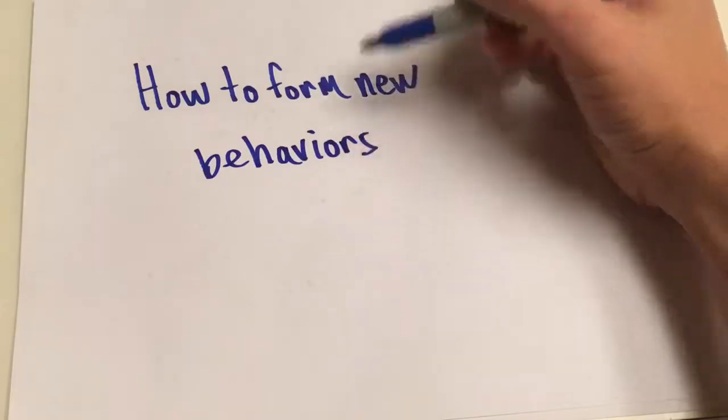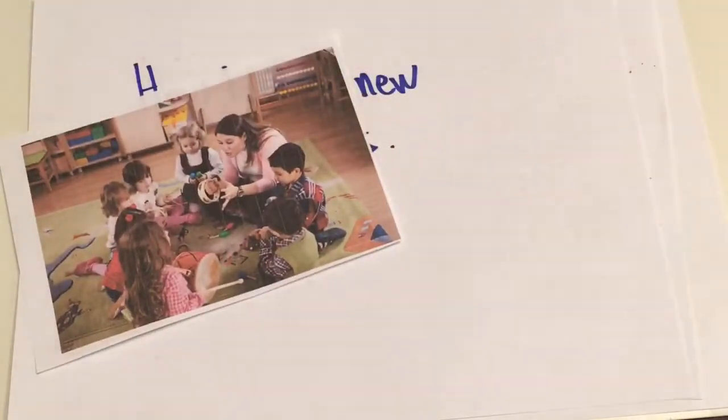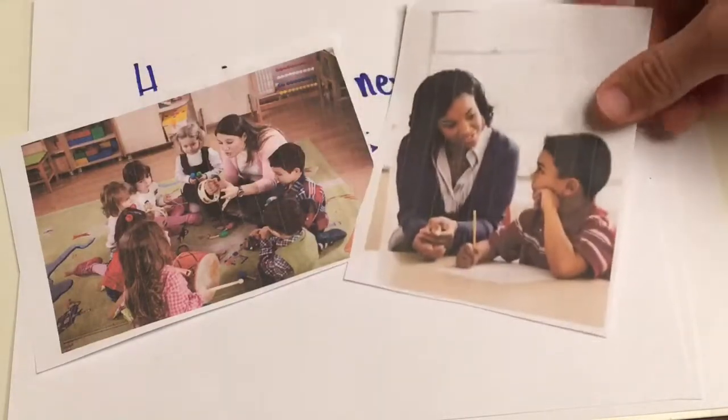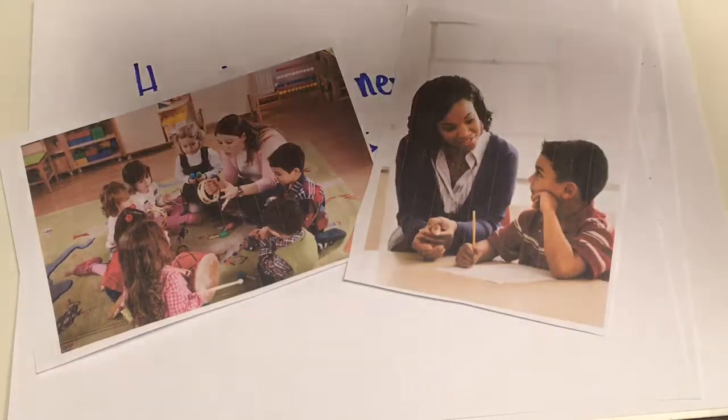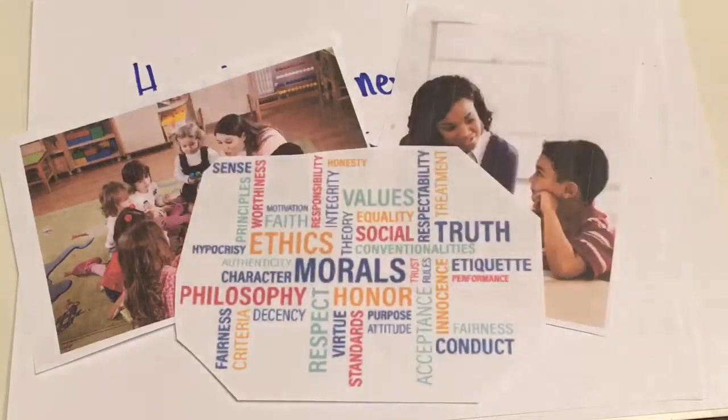How are new behaviors formed? Teachers can model new behaviors that achieve the same goal that an inappropriate behavior attempts to obtain. In order for this modeling to be effective, it is important that the new modeled behavior is taught within the context of addressing values and socially acceptable behavior for the current environment.